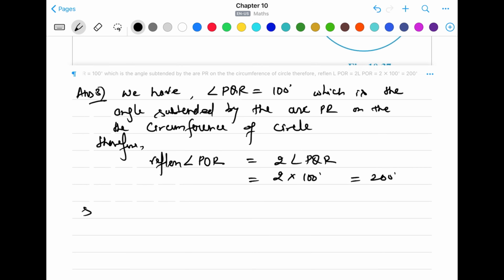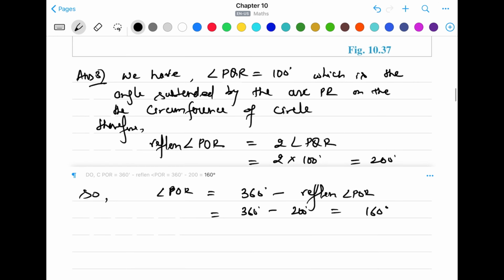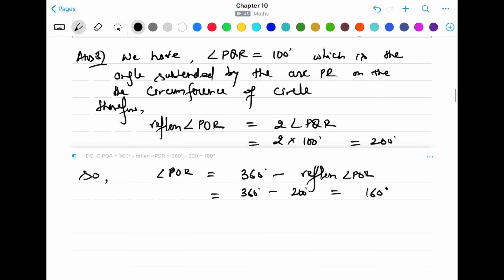Therefore we can say angle POR will be equal to 360 degree minus reflex angle POR. So this will be 360 degree minus 200 degree, which is 160 degree. So angle POR is 160 degree.